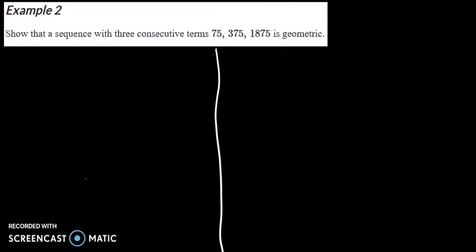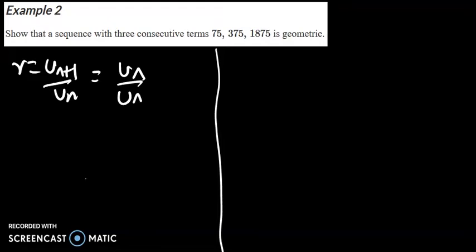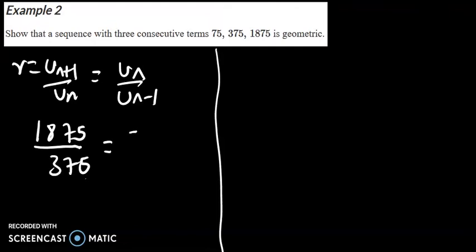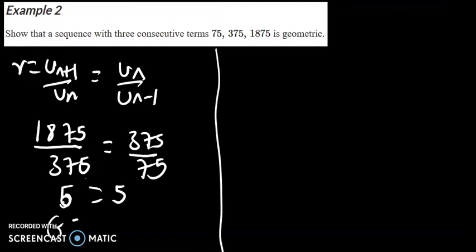For the second question, we have to show that the sequence with three consecutive terms, 75, 375, and 1875, is geometric. We use the r formula, u(n+1) divided by u(n) equals u(n) divided by u(n-1). So 1875 divided by 375 equals 375 divided by 75. If you divide this, you'll get 5, and if you also divide the other, you get 5. Since these common ratios are the same, this proves it's a geometric sequence.